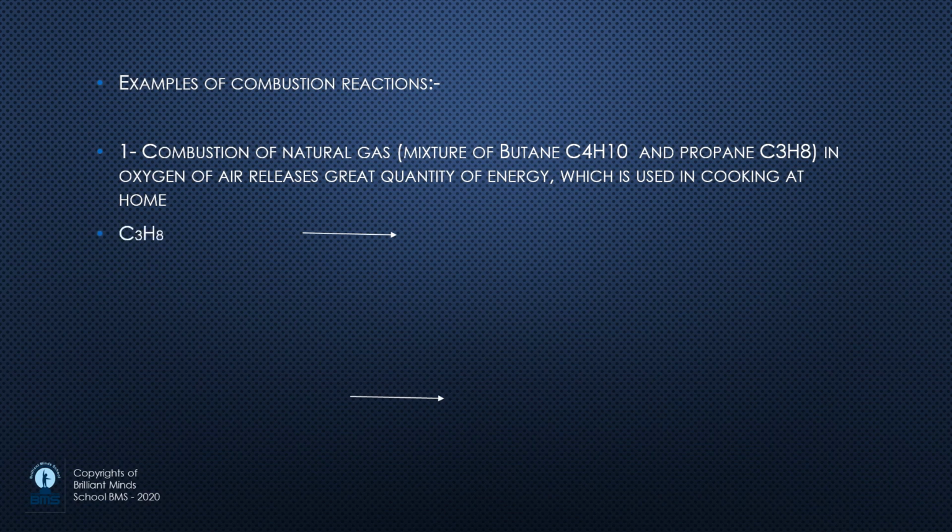Let's see the chemical equation of this burning. When burning butane gas, propane gas with excess amount of oxygen, it produces 3 moles of carbon dioxide gas, 4 moles of water, and finally it releases large amount of heat. And when we say releases heat, we mean that this reaction is going to be an exothermic reaction, and its sign is going to be a negative sign.